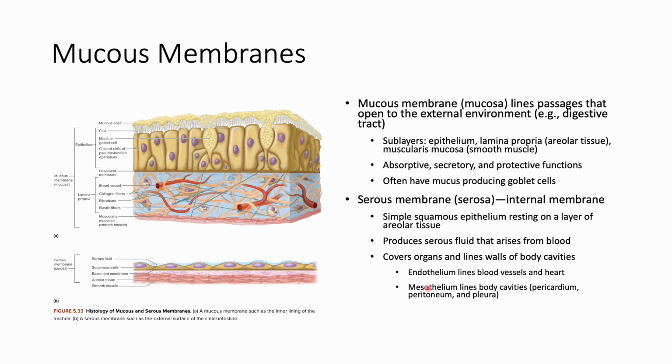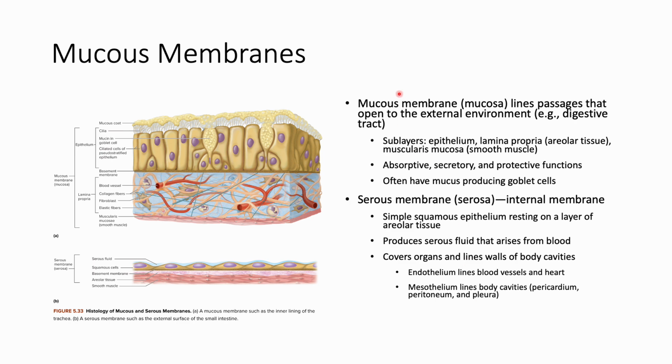An example of this is your endothelium. It lines your blood vessels and the heart. Another example is your mesothelium. It lines your body cavities. So your pericardium, peritoneum, and pleura are all examples of serous membranes. They're all examples of serosa.